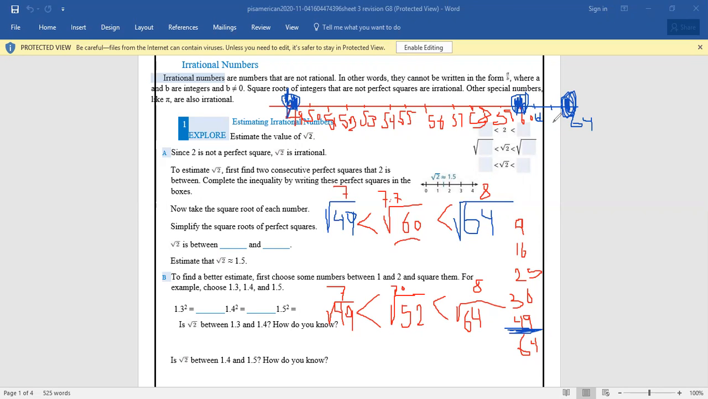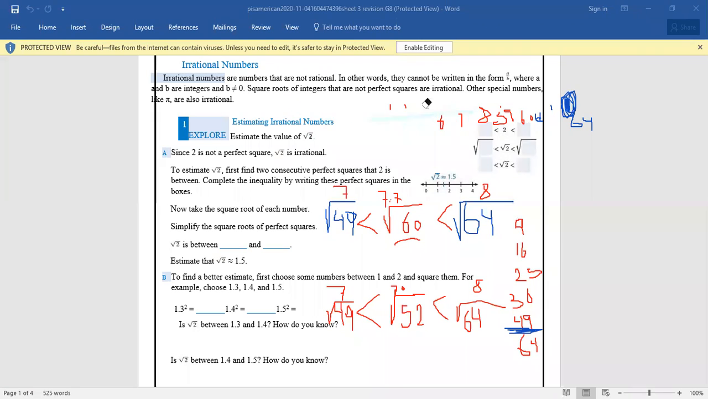So if you are talking about square root 63, what do you expect the answer to be? 7.9. Yes, exactly, 7.9, because it's very close to 64, right? If I ask you square root 50? 7.1. Thank you so much. Okay, understood this point?